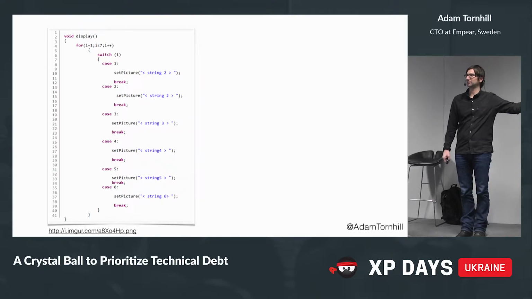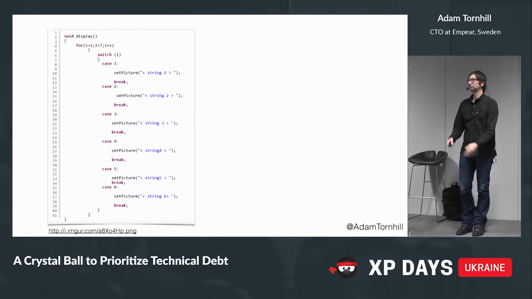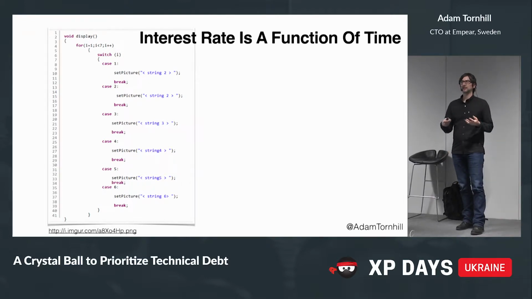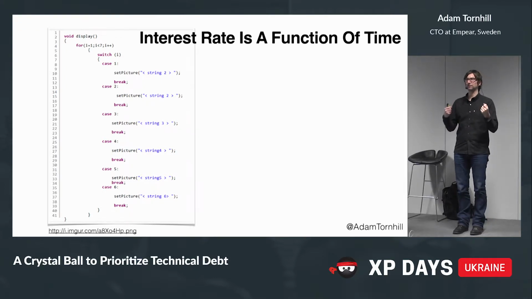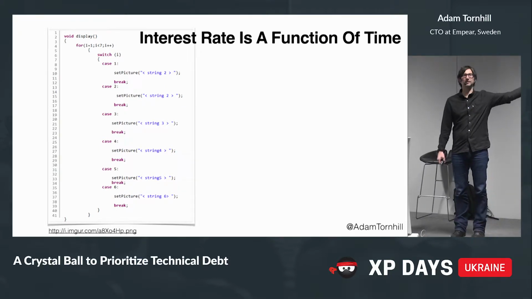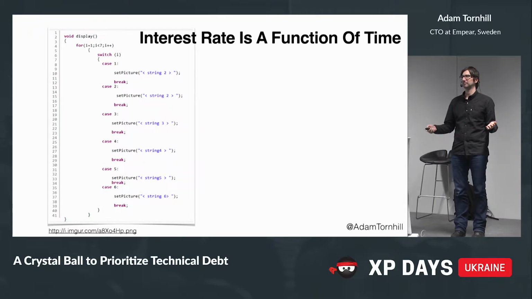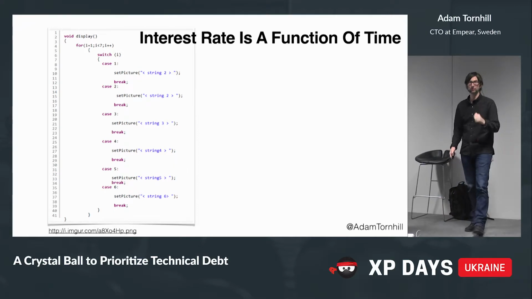Is it technical debt? Without more context, we just cannot tell. Because technical debt, it isn't technical debt unless we pay an interest rate on it. An interest rate is a function of time. So that means, to answer if that is technical debt or not, we need a time dimension in our code. Where can we get such a thing? Well, in a few minutes, I'm going to show you one way.